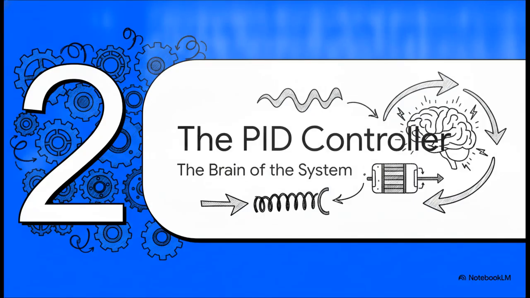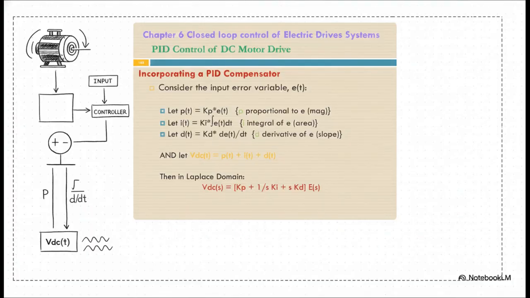But, just having a mathematical model of a motor isn't enough on its own. We need something to drive it intelligently based on that feedback loop we talked about earlier. So let's move to Section 2 and introduce the absolute brain of the operation, the PID controller. To actually control this system, we incorporate a PID compensator right in the Laplace domain. It starts with the input error variable, designated as E of t, which is literally just the difference between our desired speed and our actual speed.